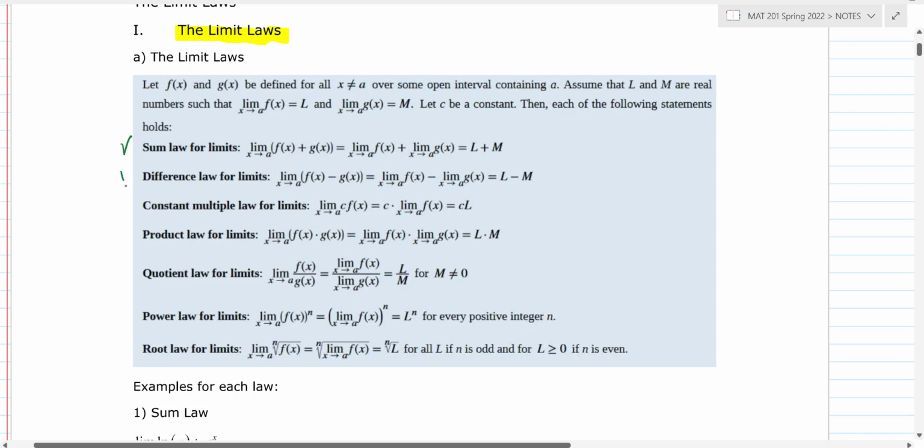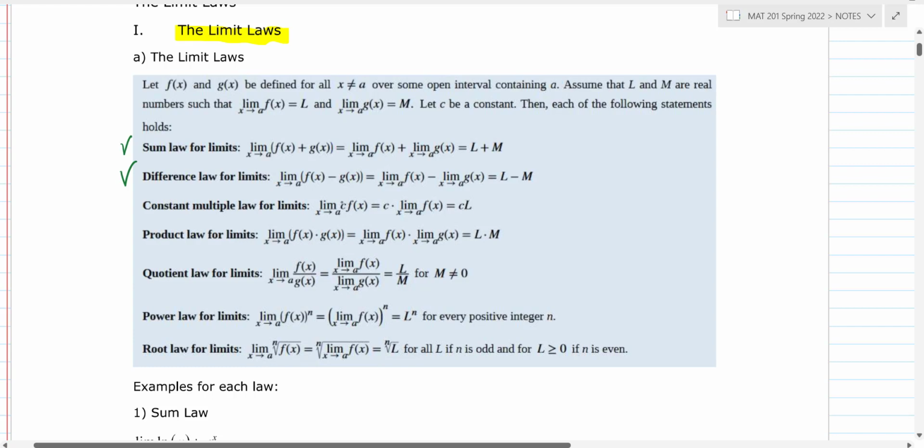The difference law is basically the same thing. If you have a limit of f of x minus g of x, that's the same as limit of f of x minus limit of g of x. So you're breaking it up into the two limits, getting the two answers to the limits, L and M, and then subtracting them. Right?